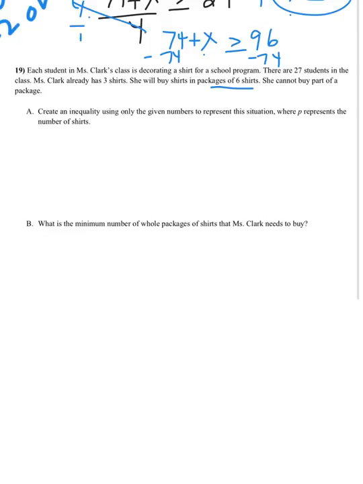Okay, so she already has 3 shirts, so that's a given, 3. Plus she's going to buy shirts that come in a package of 6. So there's 6 in each, but we don't know how many shirts are in there.